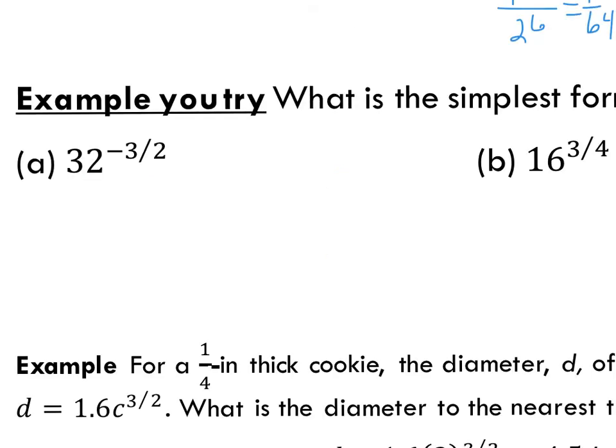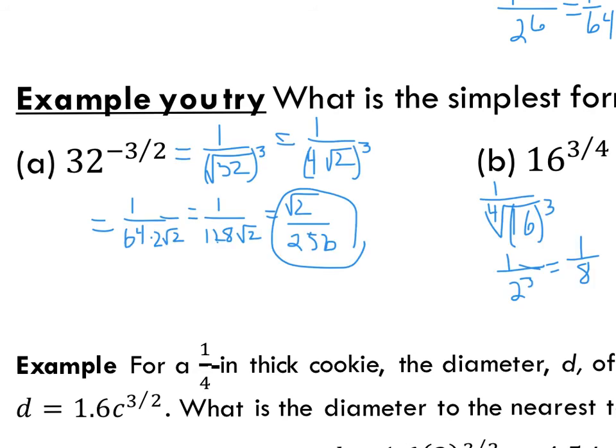Take a minute or two and try the you-try. Notice the letter A is a difficult problem because the square root of 32 is not perfect, it is 4 square root of 2. When you cube it, you have to cube the 4 and the square root of 2. You do get 64 times 2 square root of 2, or 128 square root of 2. Multiply top and bottom by square root of 2 and you get square root of 2 over 256. For letter B, it's just 1/8.